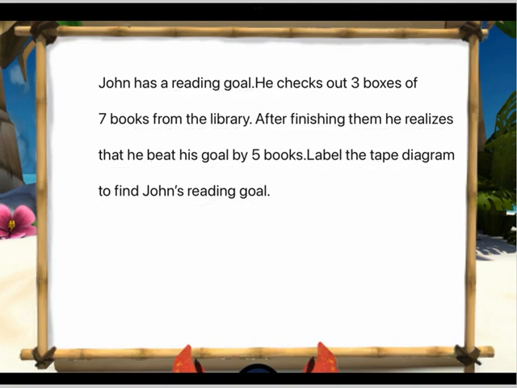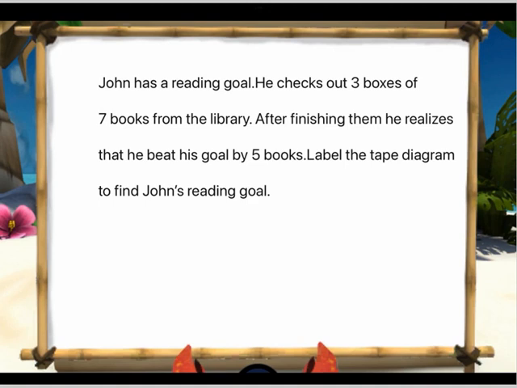So what is John doing here? John has a reading goal. So for that, he goes and checks out 3 boxes of 7 books. That means each box has 7 books in it. Okay? After finishing reading, he found that he beat his goal by 5 books. That means his goal was 5 books less than what he read.